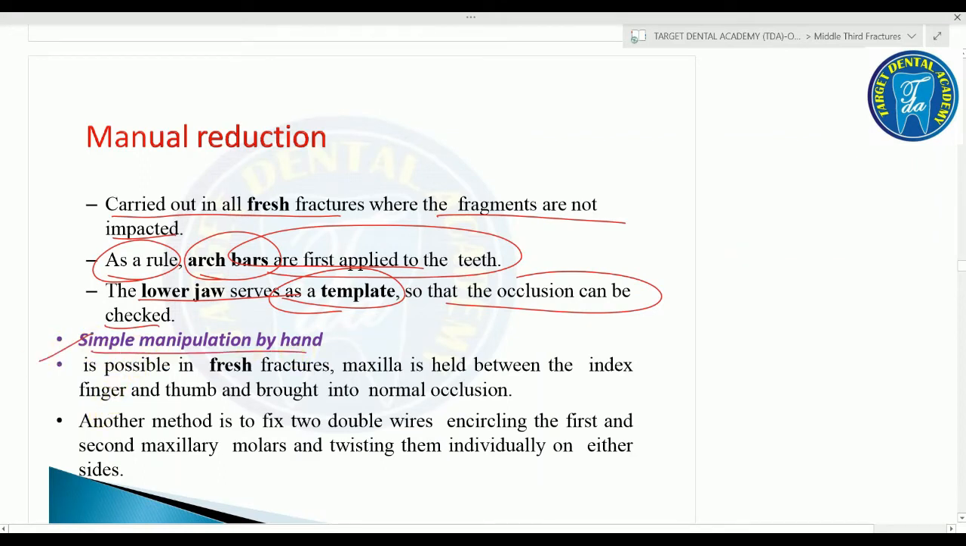Simple manipulation by the hand is possible in fresh fractures. In this, the maxilla is held between the index finger and the thumb, and is brought into the normal occlusion.